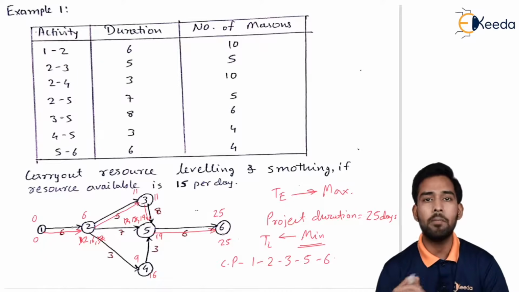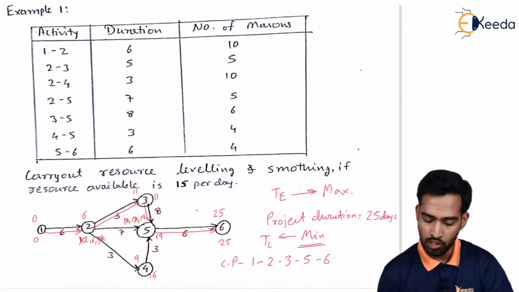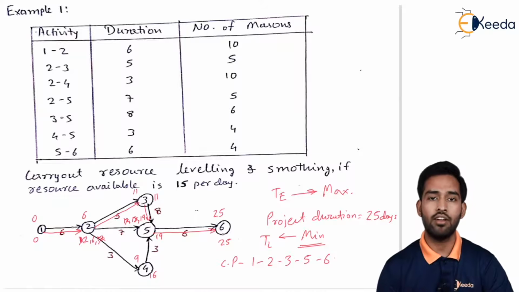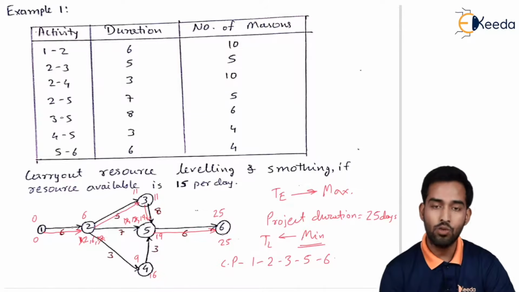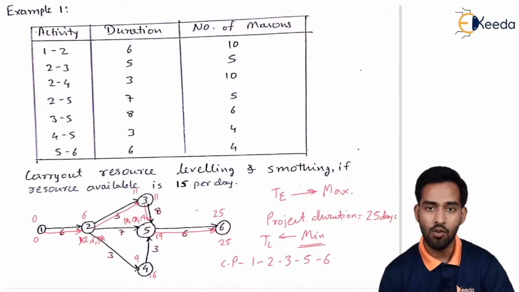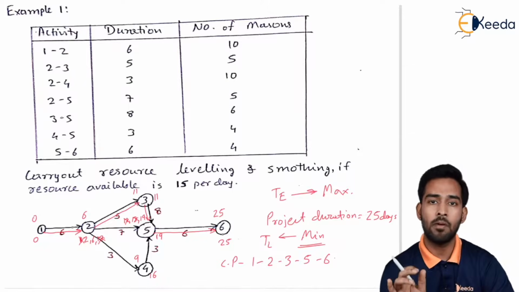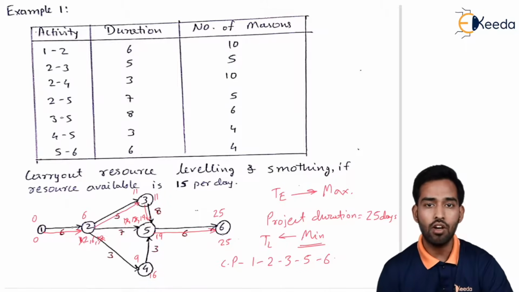Now by using this critical path, what do we have to do? We have to find out the number of machines required per day. As we know, the total duration is 25 days. So we have to find out the number of labors or machines required per day to perform each activity. So by using the third column of your given question, number of machines, we have to find out how many machines are required per day. If it is more than 15, then we have to go for resource leveling and resource smoothing.